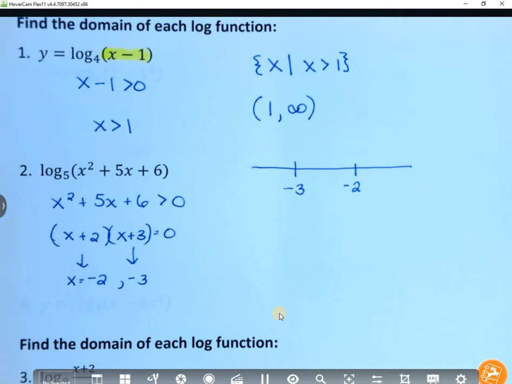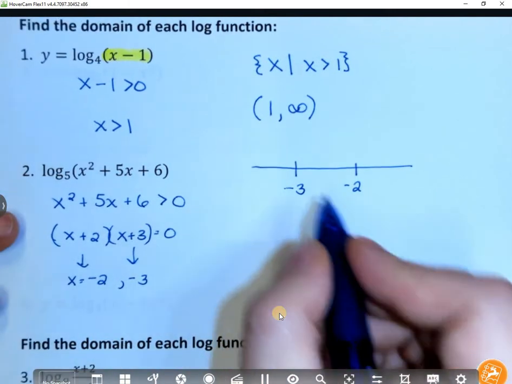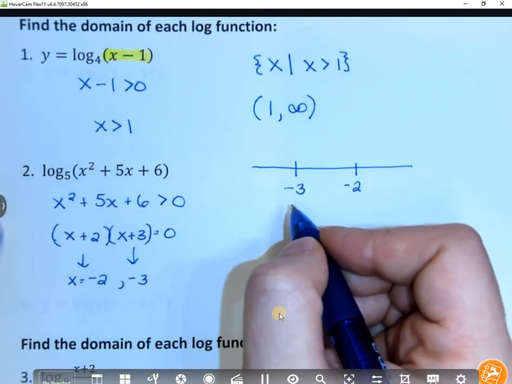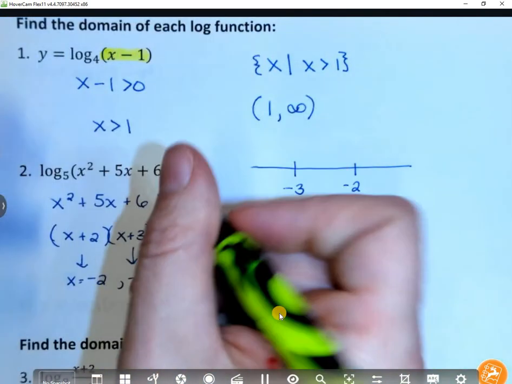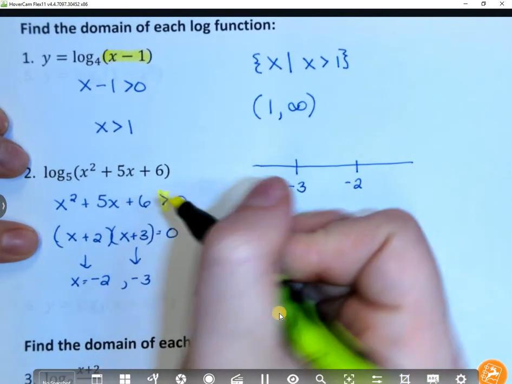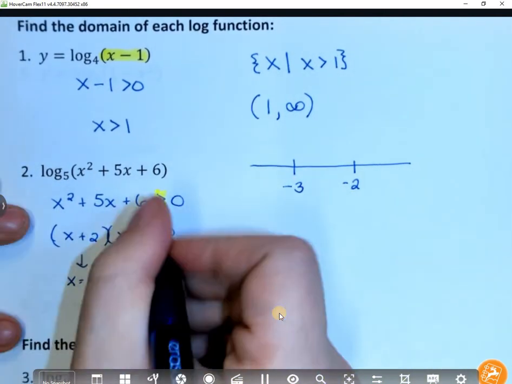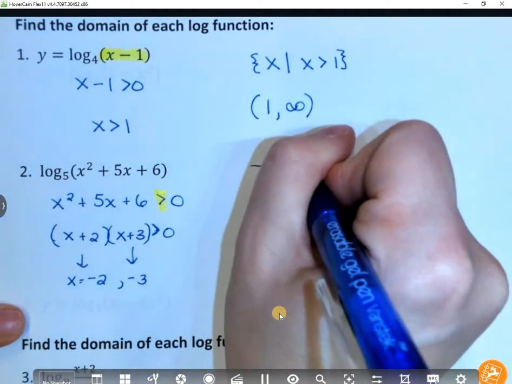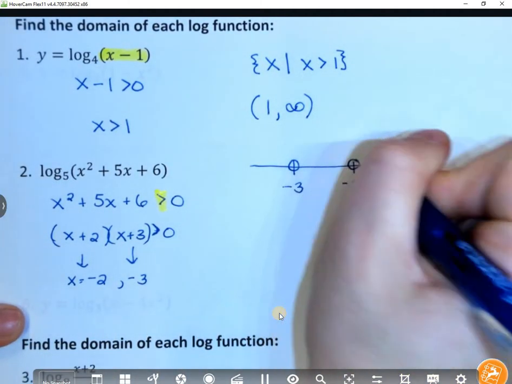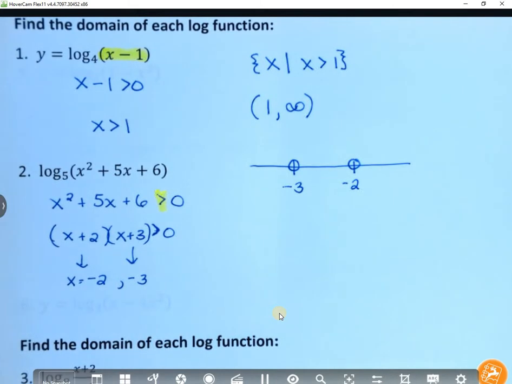You remember doing this? Way back at the very beginning? If not, that's okay. Do I include -3? No, because it has to be my original sign here. This is what I'm trying to solve, is that it has to be greater than. This is technically a greater than here. So that means I will have an open circle on both of those. I will not be able to use either of those numbers.